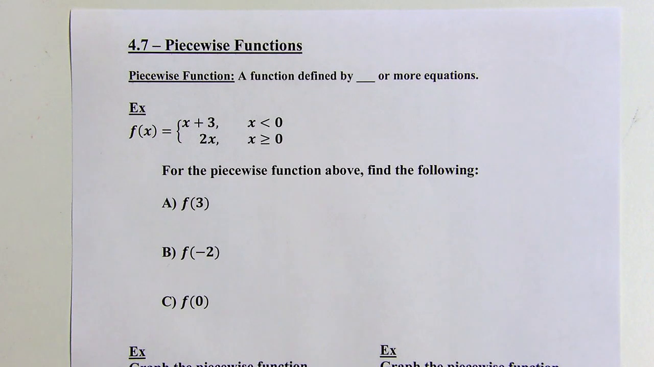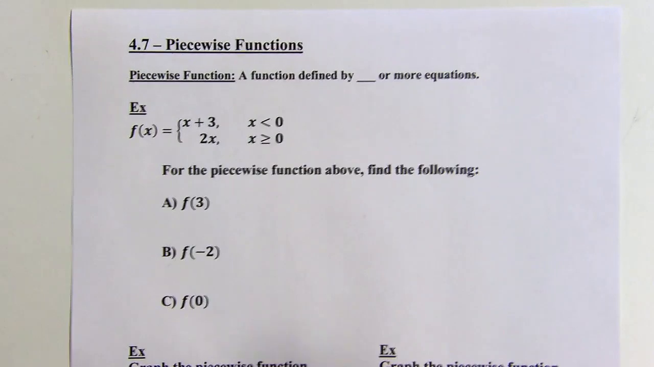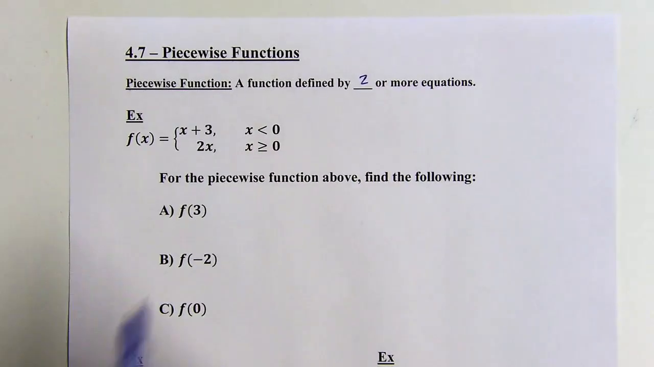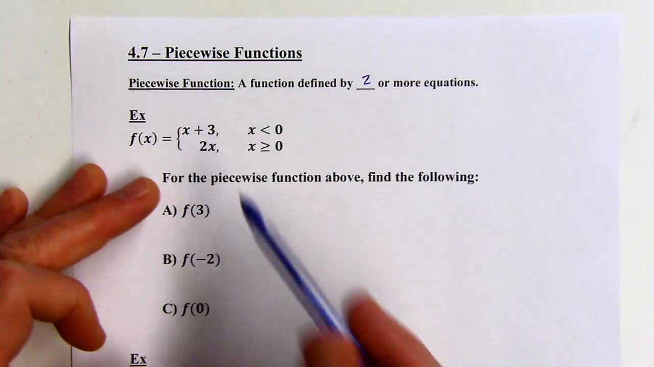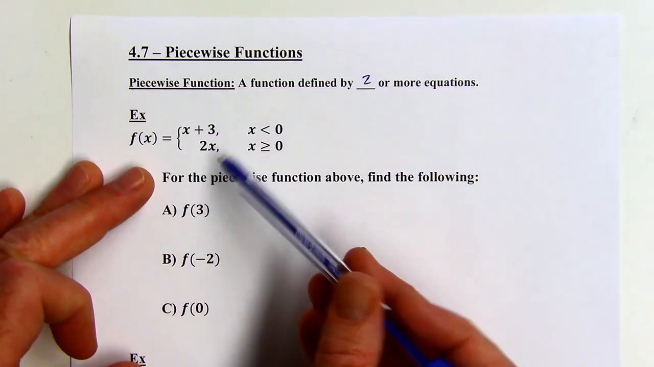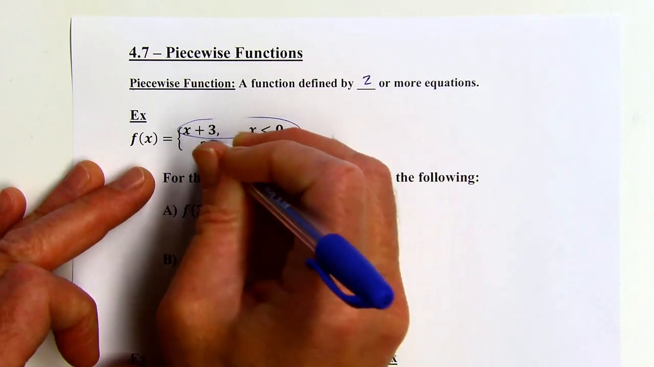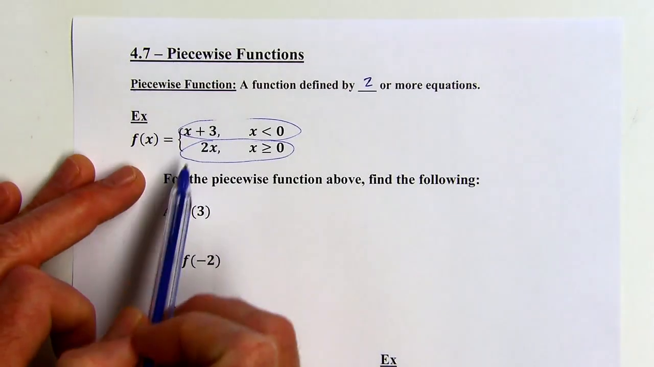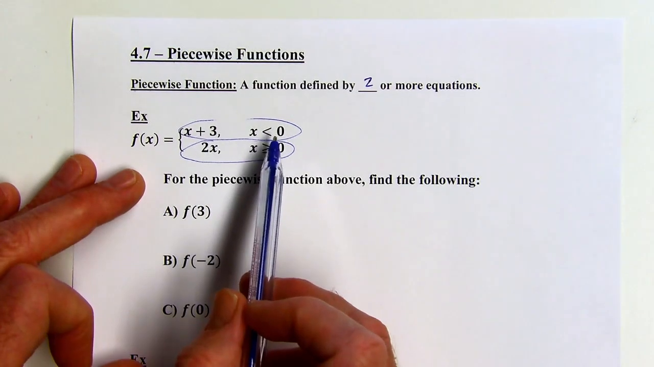4.7 is called piecewise functions. A piecewise function is a function defined by two or more equations. So it's always going to look like this. This particular one has two equations, so I've got this top part and this bottom part. f of x equals both of those things depending on what the x value is.